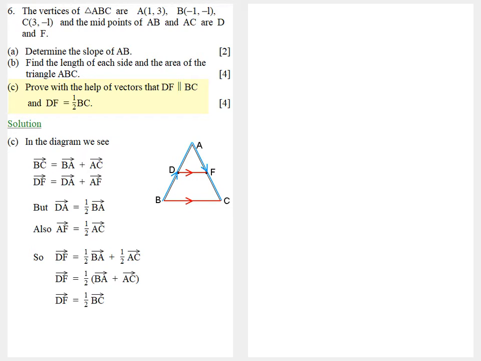Now if one vector is a scalar multiple of another, they're parallel. So DF is parallel to BC. And also, if one vector is half the other vector, that means its length is half the other vector. So DF is equal to a half of BC.